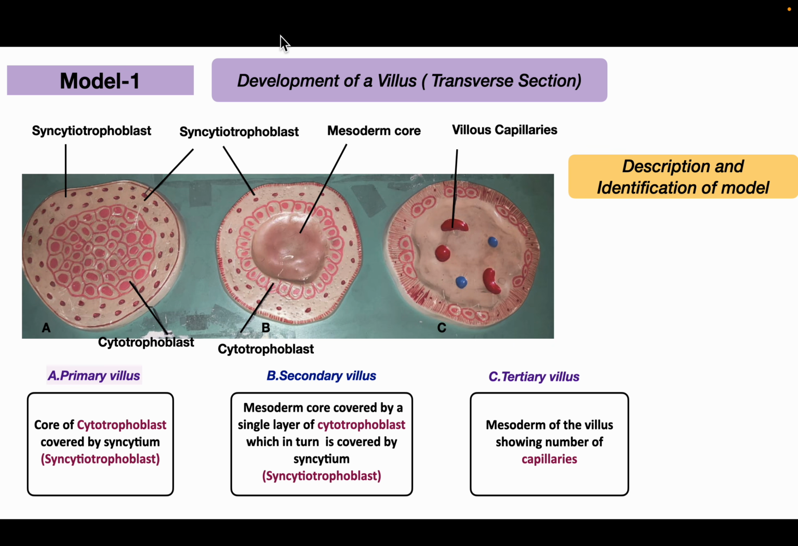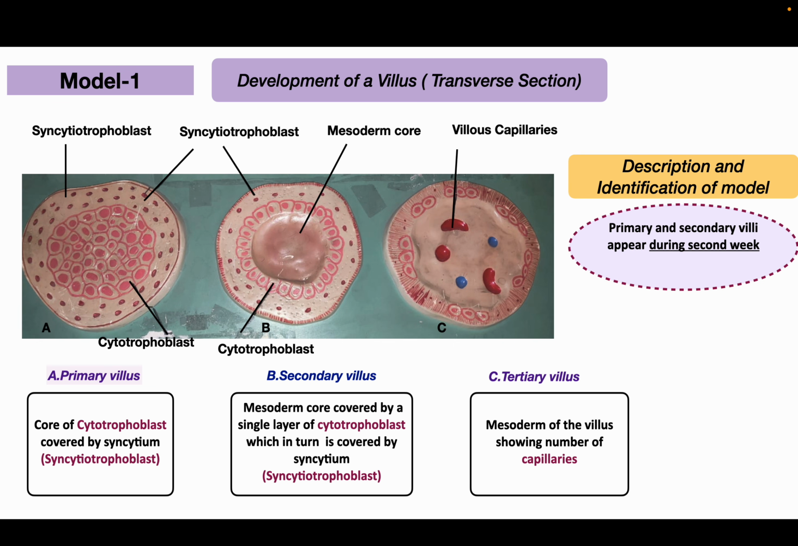So first model is of the development of villus, showing the primary, secondary and tertiary villus. In this the cytotrophoblastic core surrounded by syncytial trophoblast, so that is the primary villus. Then the mesodermal core is coming in the center, surrounded by single layer of cytotrophoblastic cells covered by syncytial trophoblast, that is secondary villus. Then the mesodermal core is traversed by the villus capillaries, then it is surrounded by this cytotrophoblast layer, then syncytial trophoblast, so that is the tertiary villus.